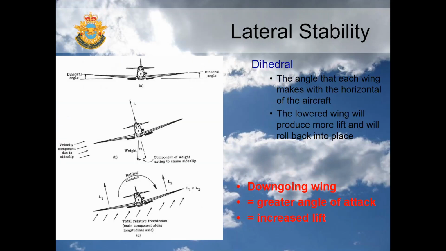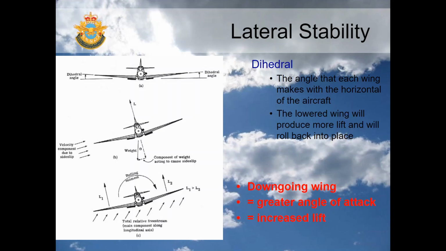Dihedral is the angle that each wing makes with the horizontal of the aircraft. And during a turn, or any kind of disturbance, the lowered wing will produce more lift and will roll back into place. We can see it in the diagram to the left.